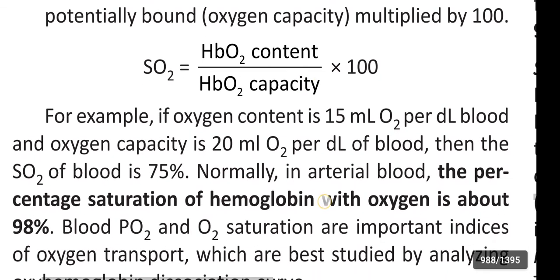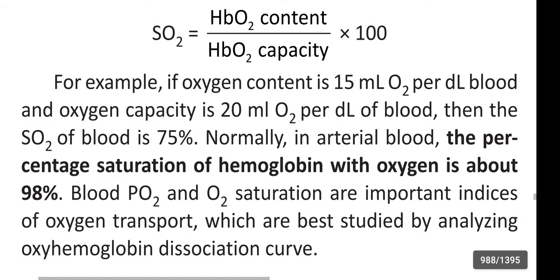For example, if the oxygen content is 15 ml oxygen per deciliter of blood and the capacity is 20 ml oxygen per deciliter of blood, then SO2, the saturation percent of blood, is 75%. Normally in arterial blood, the percentage saturation of hemoglobin with oxygen is about 98%.